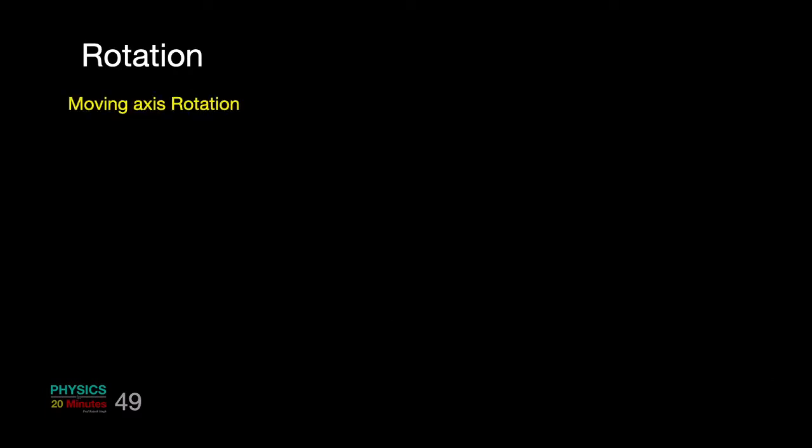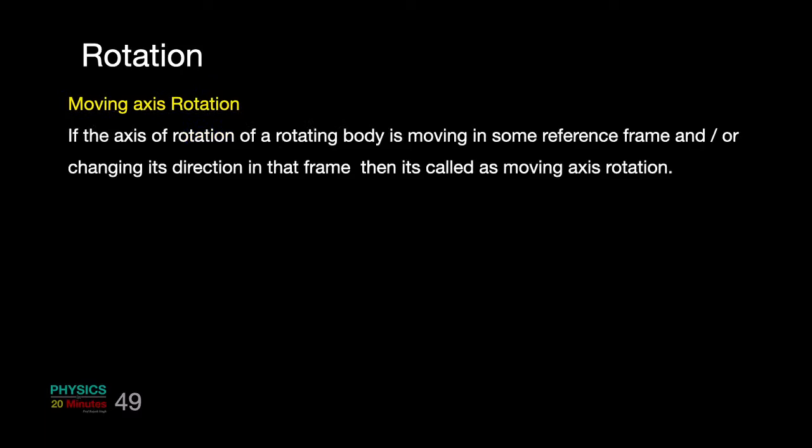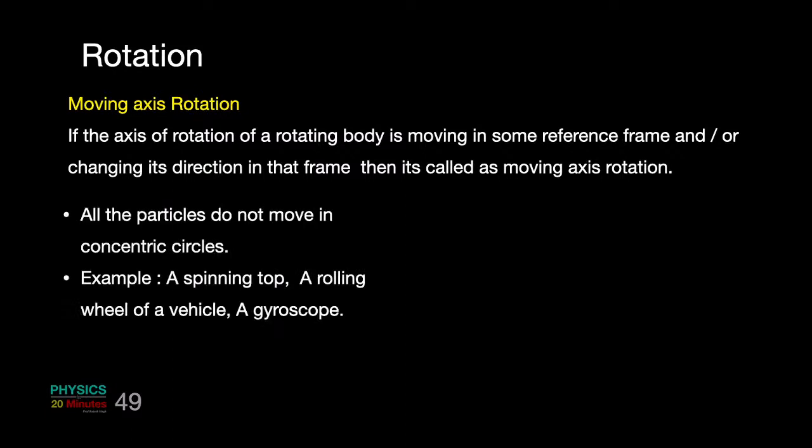There can be moving axis rotations. If the axis of rotation of a rotating body is moving in some reference frame and/or changing its direction in that frame, then it is called moving axis rotation. Moving axis rotations are more complicated. Here all the particles do not move in trajectories which are concentric circles. Remember, the particle will still move about the axis in a circular manner, but since the axis itself is moving, the trajectory of each particle will not be a circle.